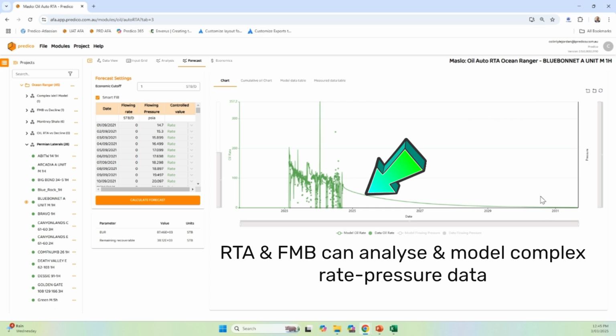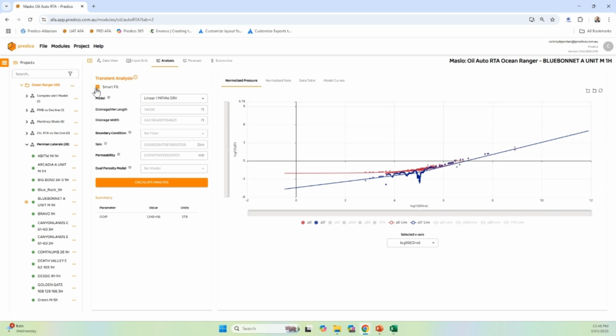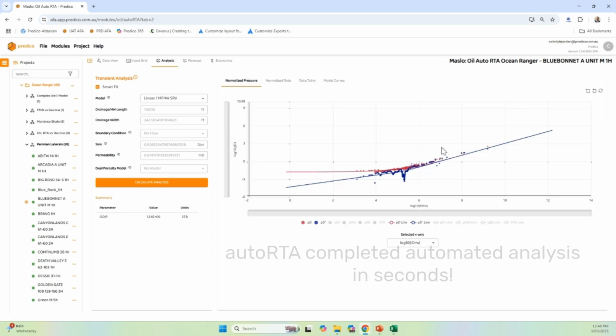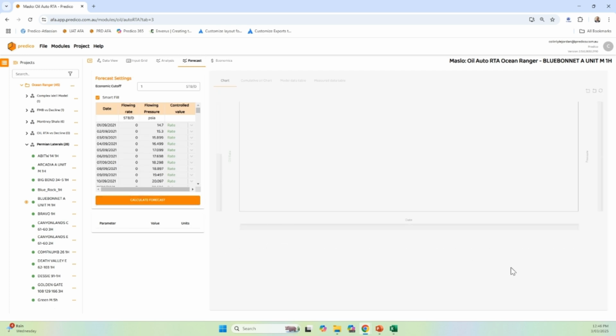Now, just as an example to demonstrate the ease of this, we're going to assume we have the wrong horizontal length. So let's say it's actually 10,000 feet as opposed to 14,000 feet. We'll update the analysis automatically. It does a history match. It does a forecast. And we'll see that we have a great match still.